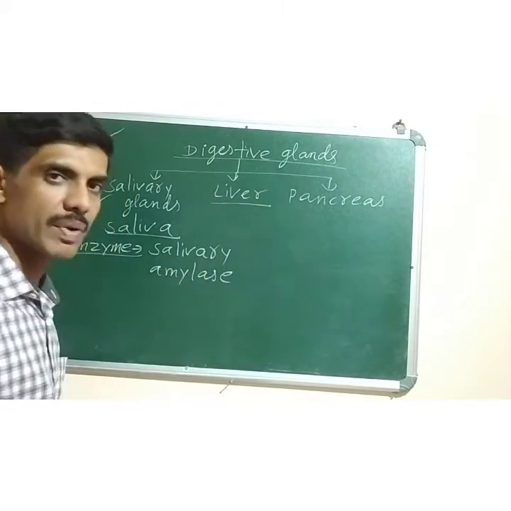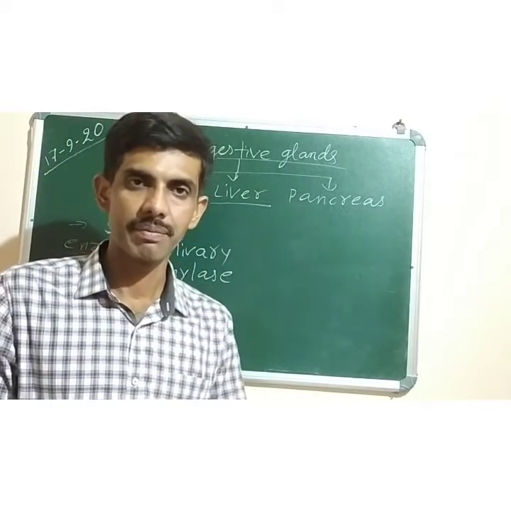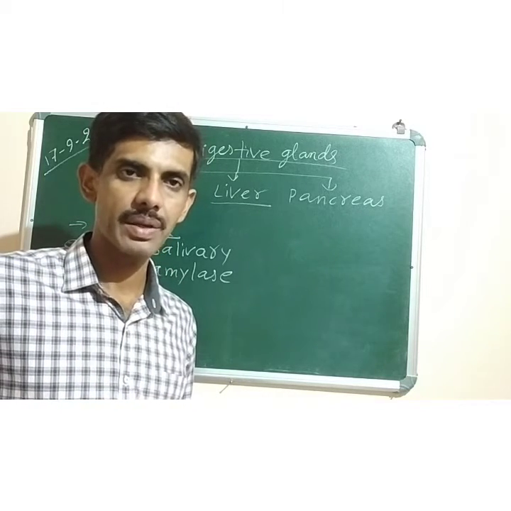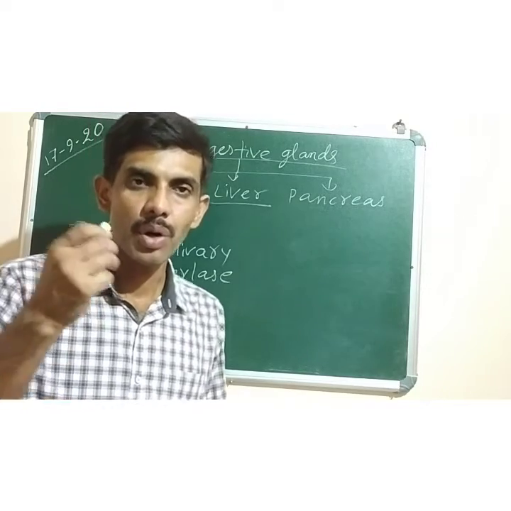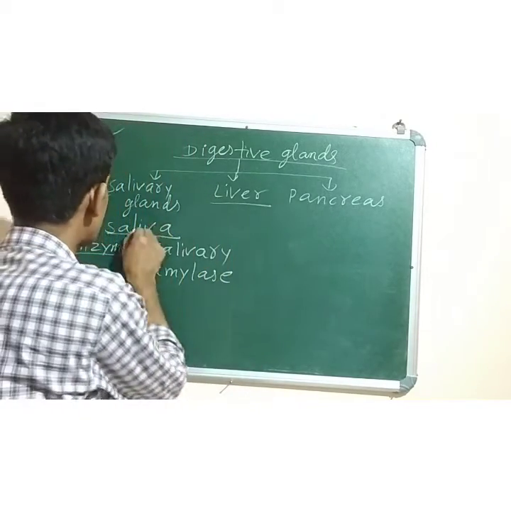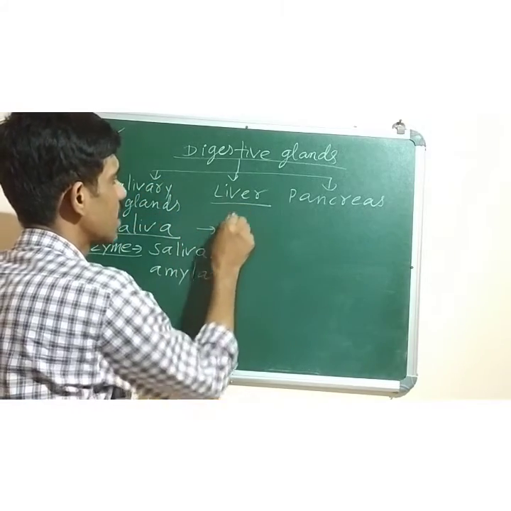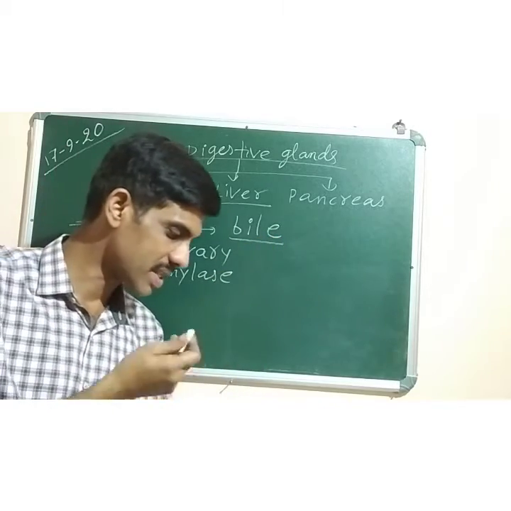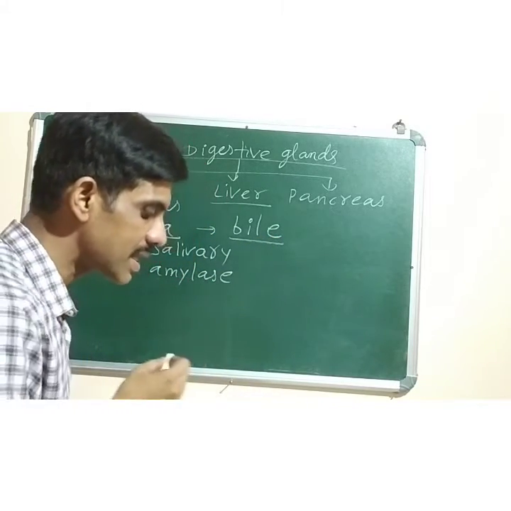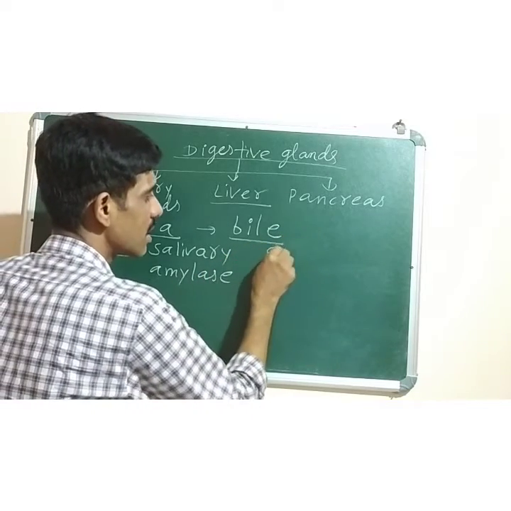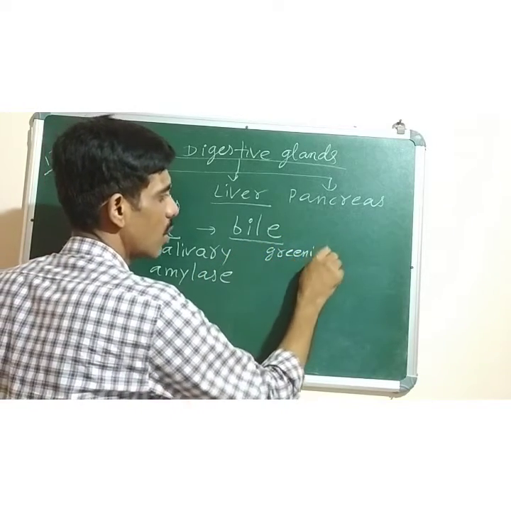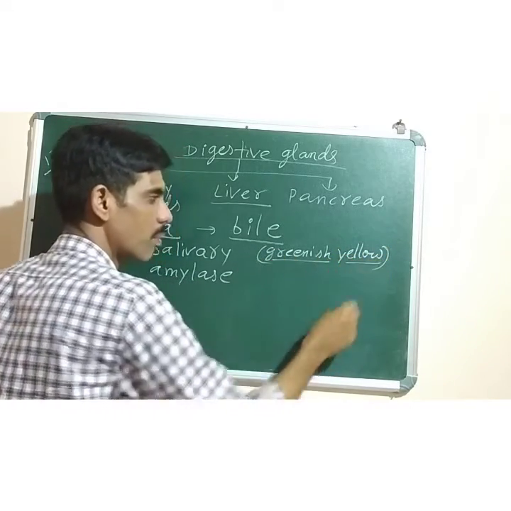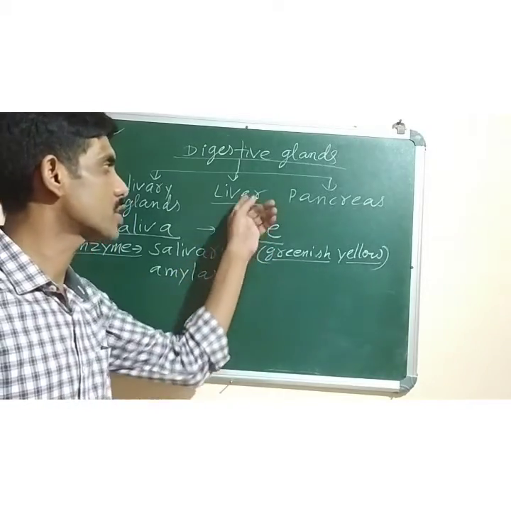Liver, the second digestive gland. Liver is the largest organ which is present above the stomach, right hand side. This liver produces a digestive juice, like salivary gland produces saliva. Liver produces a digestive juice called bile. Now what is the color of this bile? It is mentioned in the book also. It secretes greenish yellow fluid. So the color of bile is greenish yellow, means yellowish colored fluid which is produced from liver.